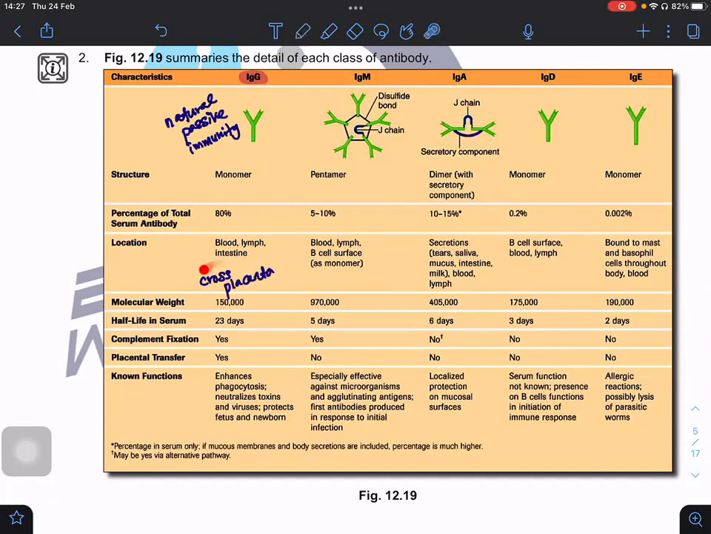If they cross the placenta, it means that it can be received by the fetus. Therefore, it gives the fetus and newborn baby what we call natural passive immunity. They are very, very small among all of them, about 150,000 Daltons in this case. So don't worry about the complement fixation. Okay, don't worry about this.